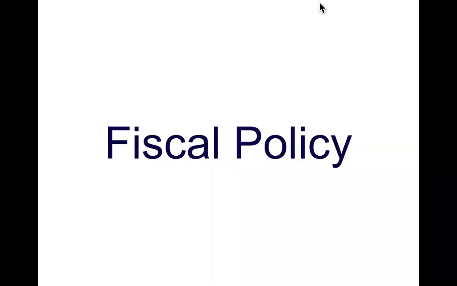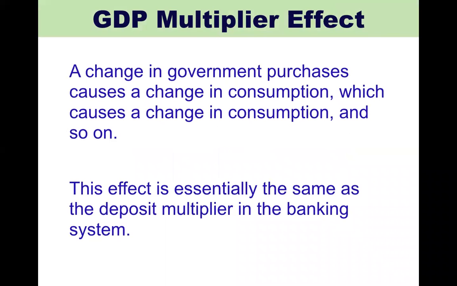Let's take a look at fiscal policy. Before we begin our fiscal policy, I want to get into some mathematics here on multipliers. We've talked about multipliers already in this course. We've talked about multipliers with the banking system. So you might remember that there is a deposit multiplier. If we have a cash drain, we've got a money multiplier. So we've talked about multipliers before.